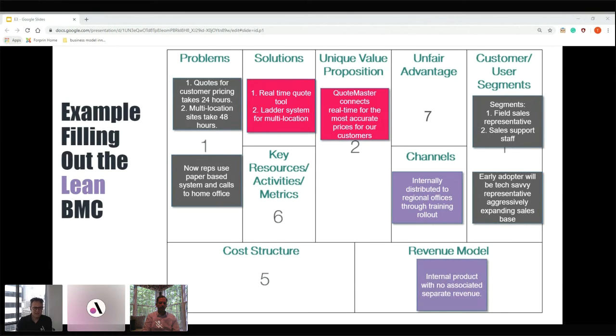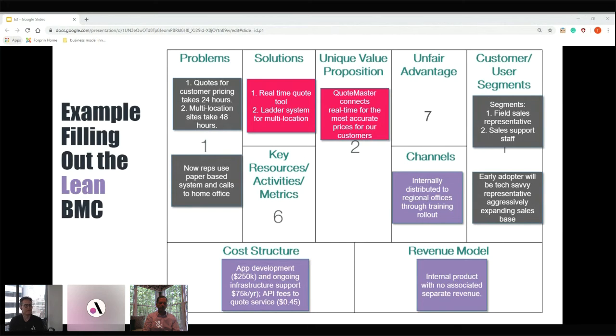Revenue: not necessarily any direct revenue from this, but we could track the net gain in revenue using this over an A/B test between sales reps in the field that were still using the paper-based system. The cost: it was going to cost about $250,000 to actually develop the software, and there was going to be ongoing infrastructure support of just under $100,000 a year plus some API fees as well. And the cost of acquisition, so this is the KPI we were using.